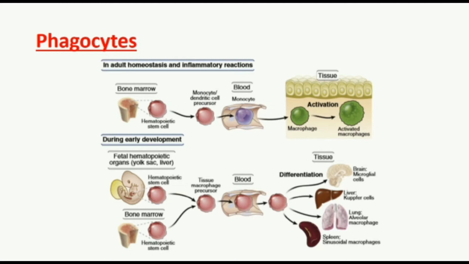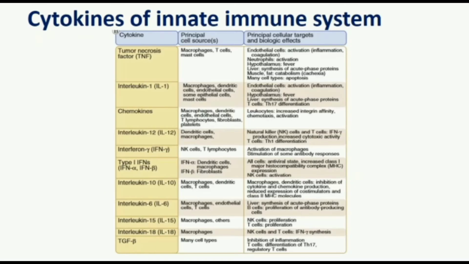Likewise, during early development, these cells differentiate into microglial cells when they enter the brain. These cells are known as Kupffer cells when they are in the liver. When they are in the lungs, they are known as alveolar macrophages. And when they are in the spleen, they are known as sinusoidal macrophages. These are some cytokines released by different cells in the innate arm.